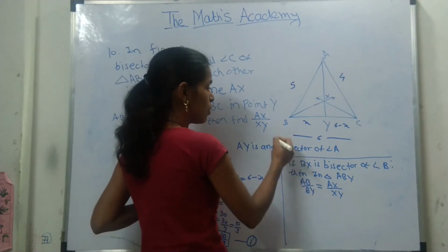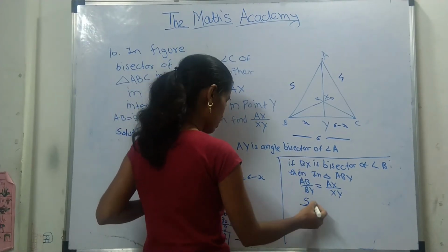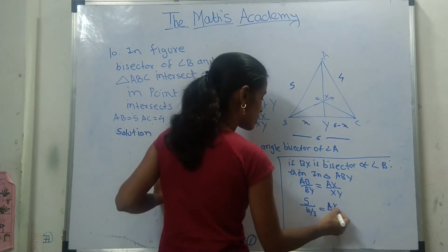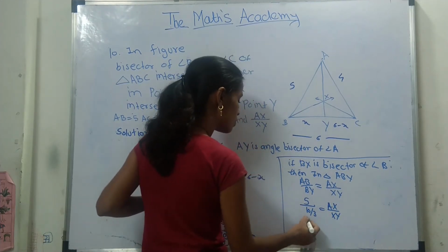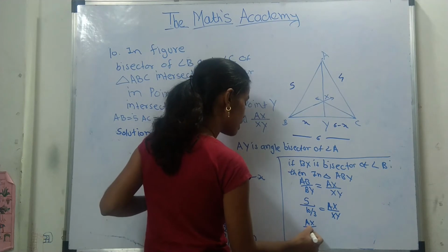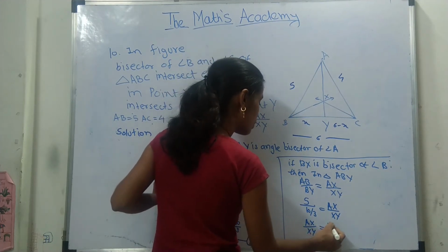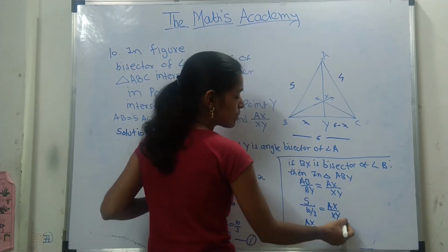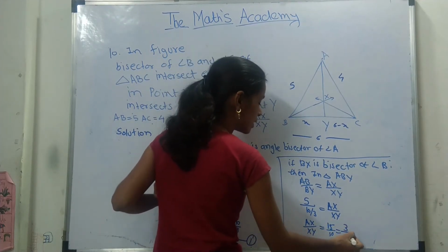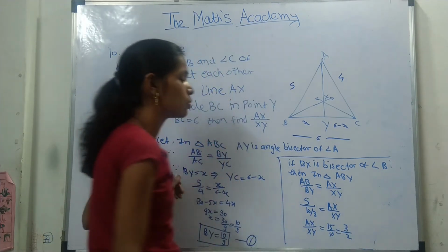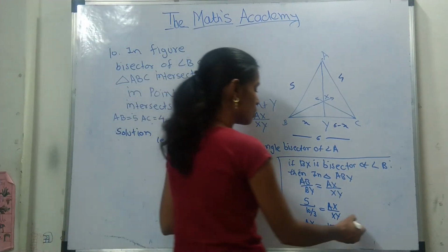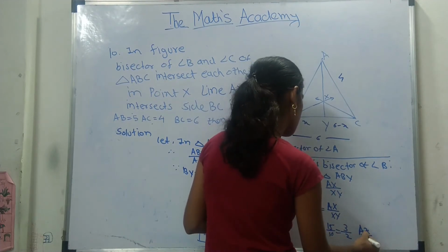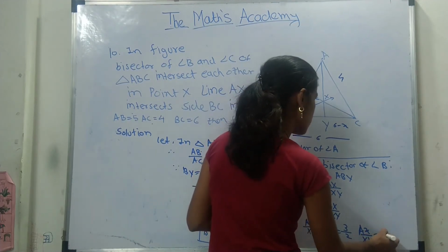So substitute the value of AB here, it is 5, BY it is 10 upon 3, that is equal to AX upon XY. By doing the calculation, you will get the value of AX upon XY is equal to 15 upon 10. By reducing it to lowest form, both are divisible by 5. 5 3s are 15, 5 2s are 10. So AX upon XY is equal to 3 by 2 is the solution of question number 10.